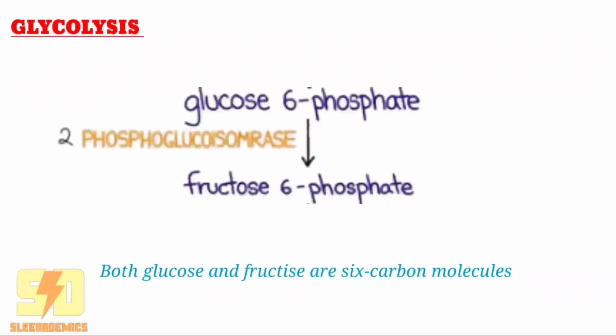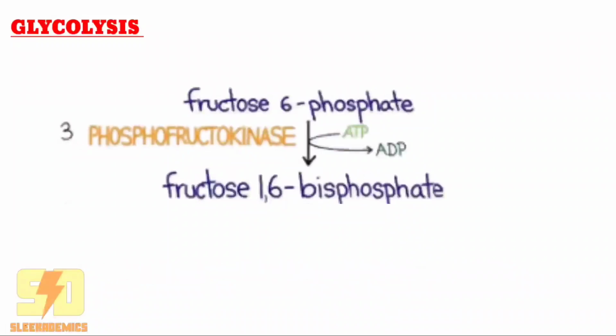After the conversion to fructose 6 phosphate, the third stage of the reaction sees the body further spending more energy in the form of ATP by phosphorylating further fructose 6 phosphate, that is adding an extra phosphate group, giving rise to what we call fructose 1,6 bisphosphate, and this is overseen by an enzyme known as phosphofructokinase.